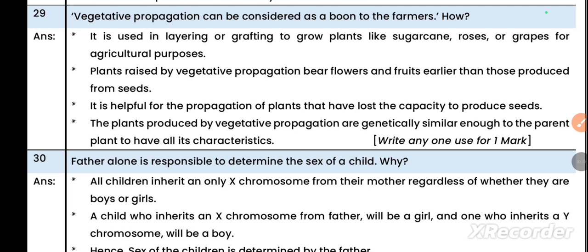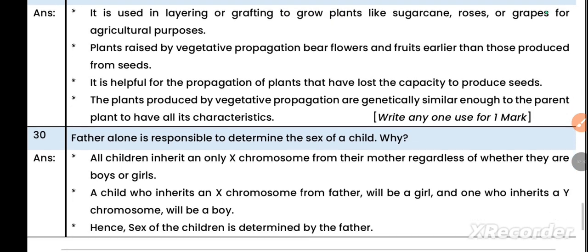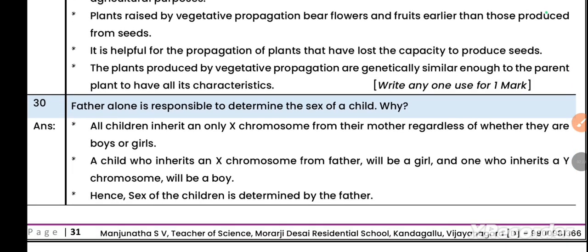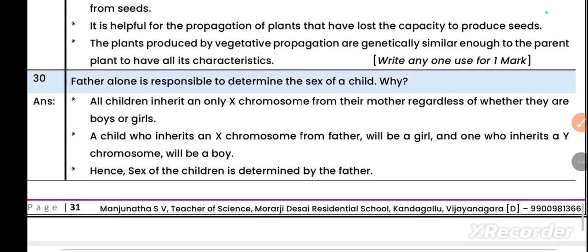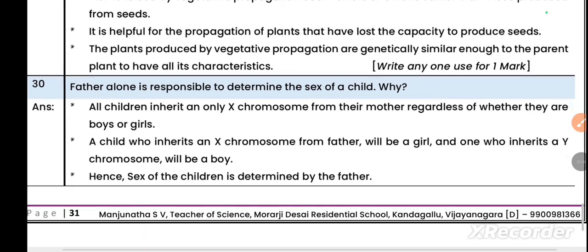How? It is used in layering or grafting to grow plants like sugar cane, roses, grapes for agriculture purposes. Plants raised by vegetative propagation bear flowers and fruits earlier than those produced from seeds. It is helpful for the propagation of plants that have lost the capacity to produce seeds. The plants produced by vegetative propagation are genetically similar to the parent plant and have all its characters. Write any one use for 1 mark.